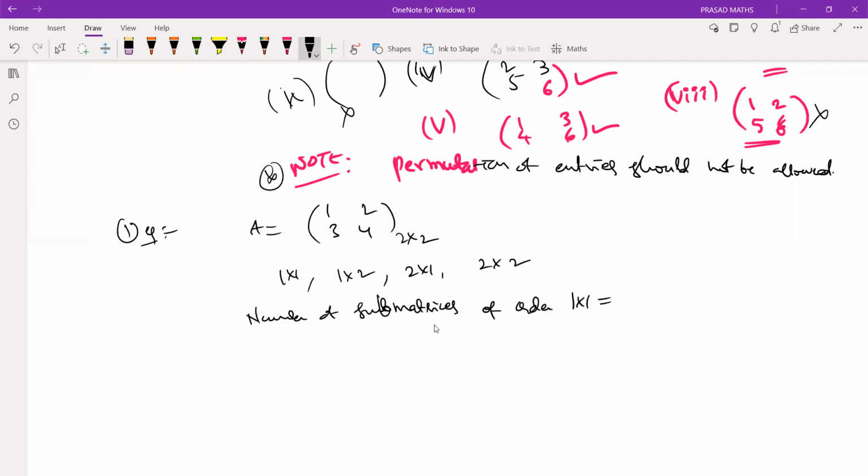So what is that matrix? Every single element is also a matrix. I am saying order 1 by 1 submatrix. Does the definition satisfy? Yes, sir, every single element is also a matrix. That's what my point is. A singleton set: 1, 2, 3, 4 also. Now what is the second matrix here?